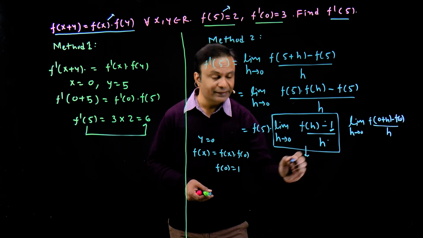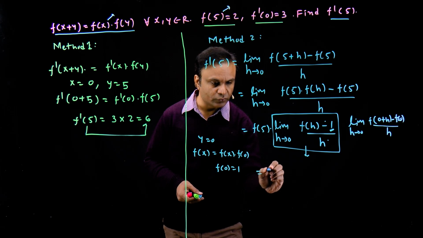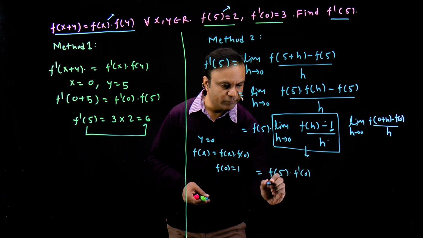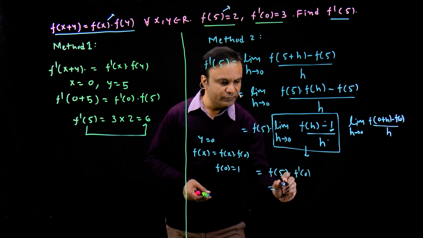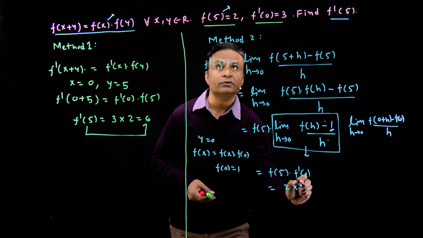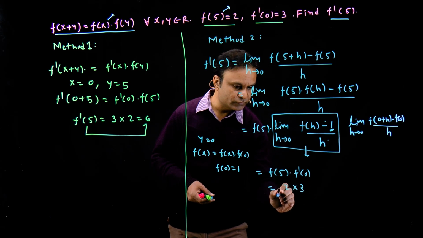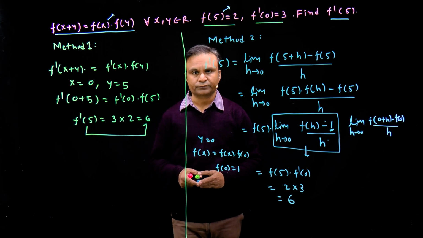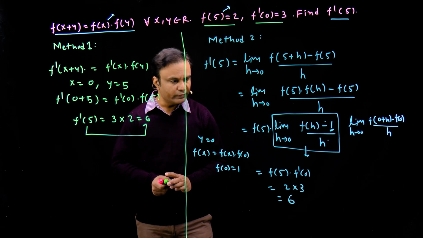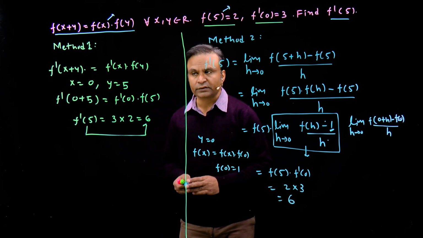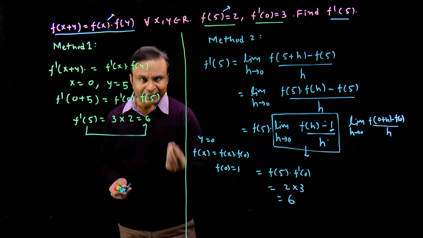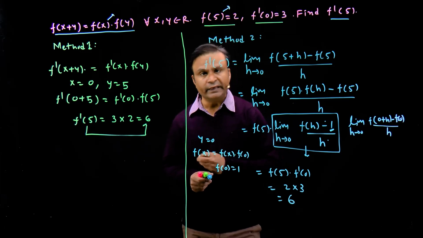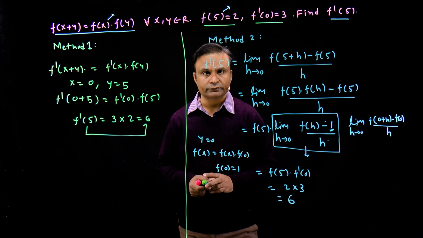That means this is f dash 0. So I have f of 5 multiplied by f dash 0. f of 5 is equal to 2, f dash 0 is equal to 3. So finally I get this is equal to 6. So here we have now two methods. In this we are using direct differentiation, and in this we are using first definition of derivative.